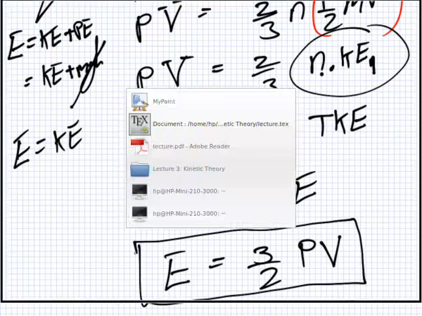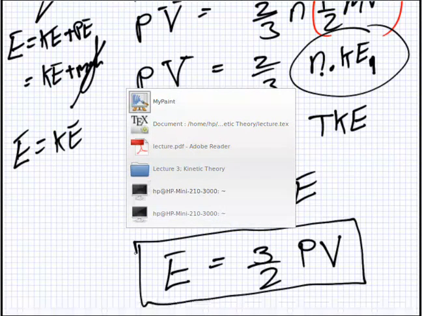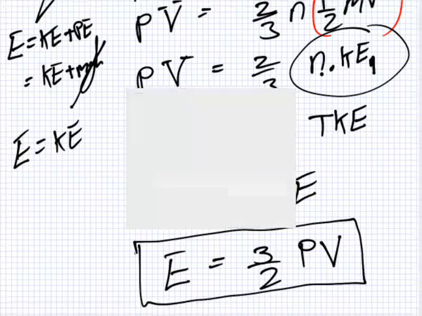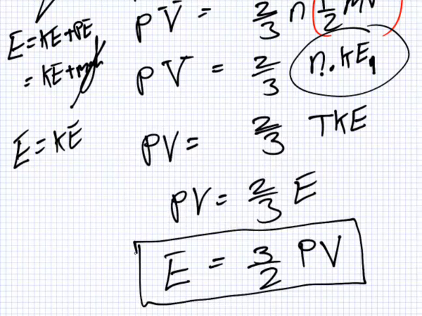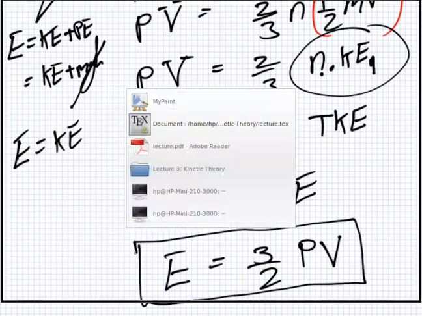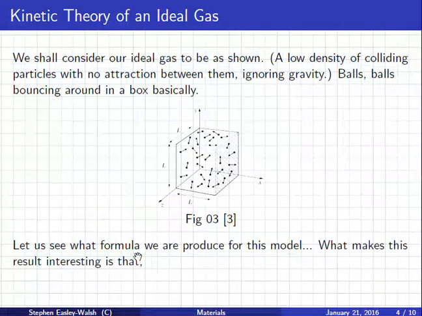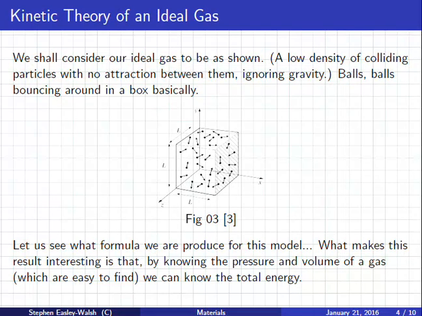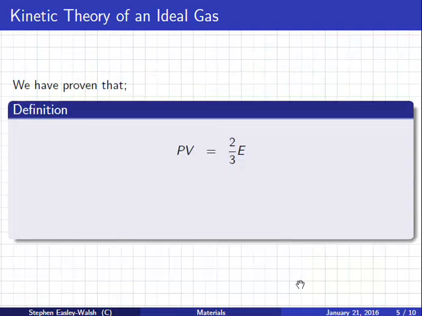Now, what I'll do is bring this V up to the left. So you have PV equals 1/3 n m v squared. Now, what I'll do next, I'll say PV equals 2/3 n times a half mv squared. I just put in a 2 and a 2.